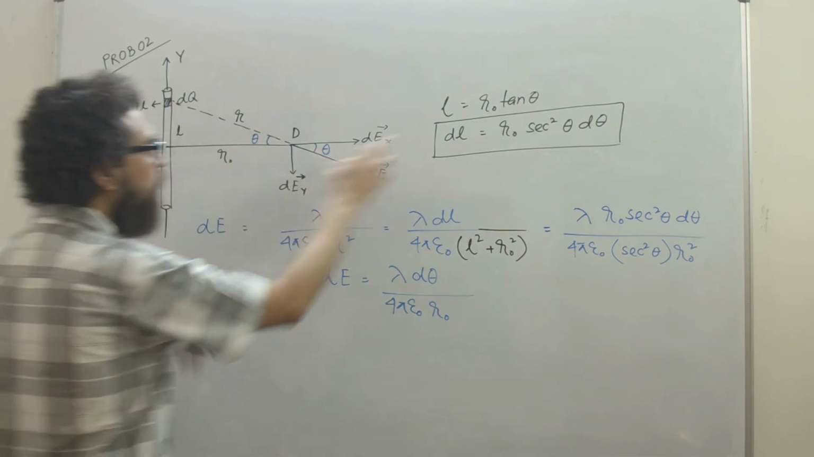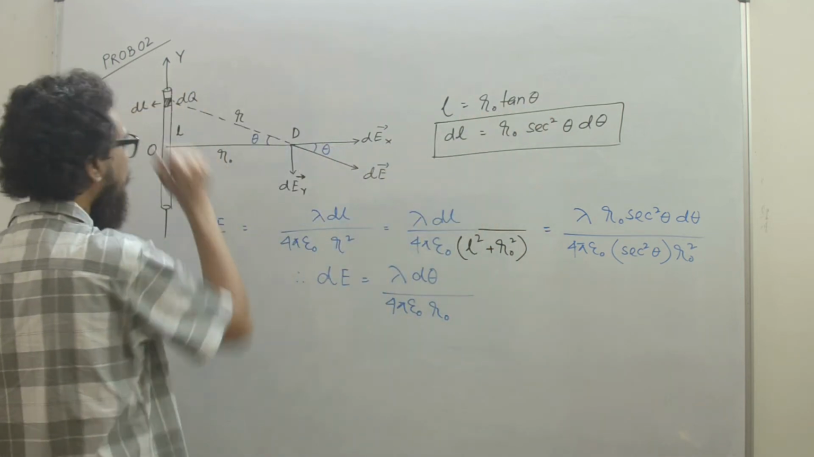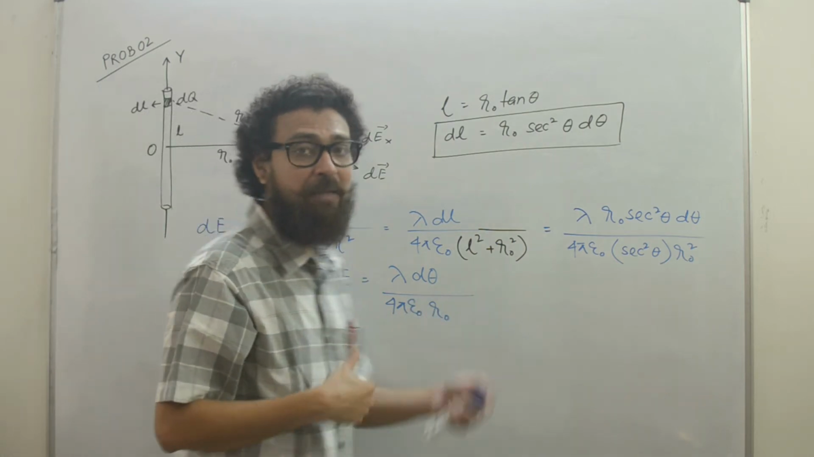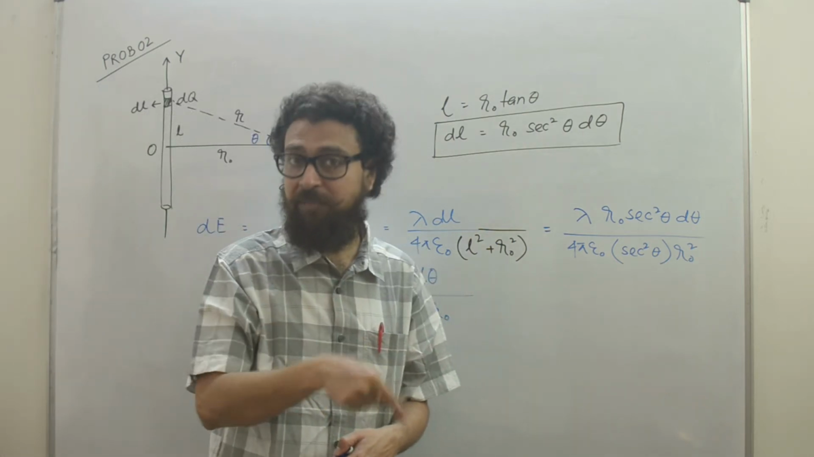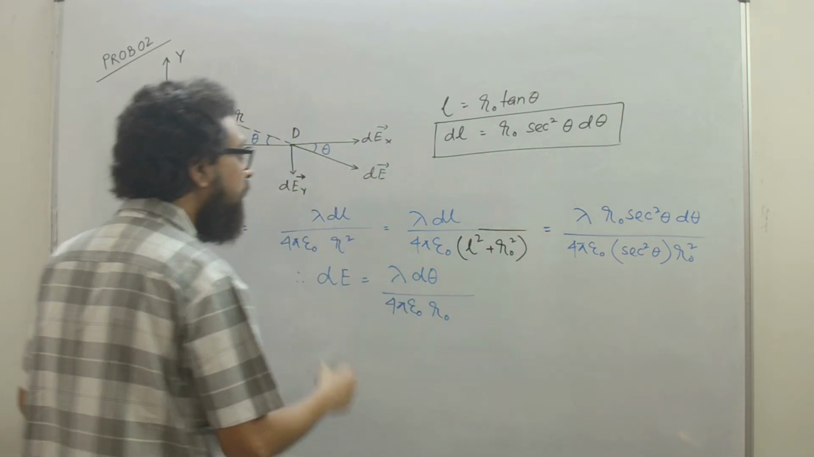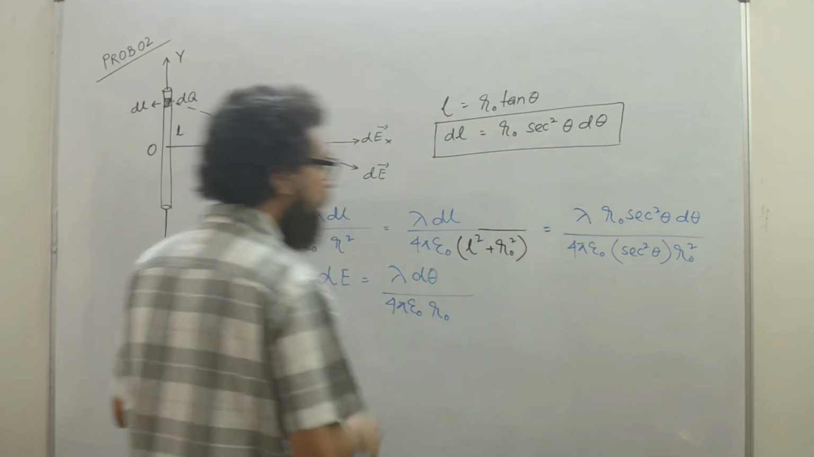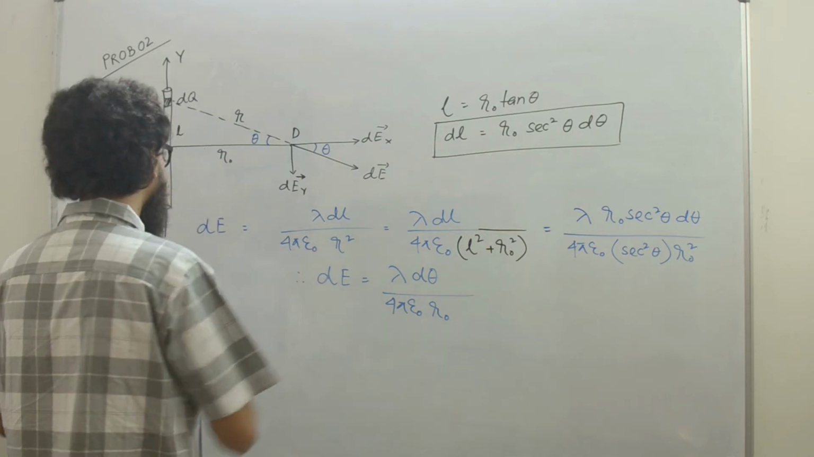Now what we are going to do next is, suppose we have L, R naught, theta and everything. So we can write L equals R naught tan theta. So DL, since we have a differential form and we don't know the exact charge, we have to calculate everything with respect to lambda because they have given the linear charge density. Great. So L equals R naught tan theta, DL equals R naught sec square theta d theta. We are differentiating. Great.